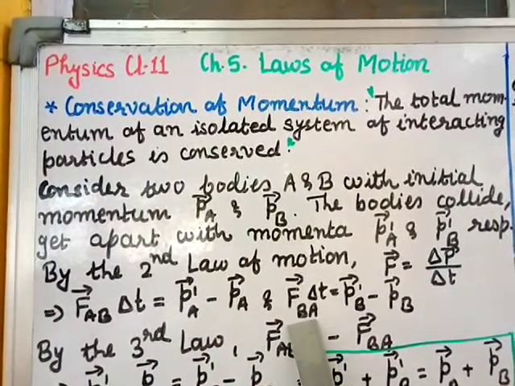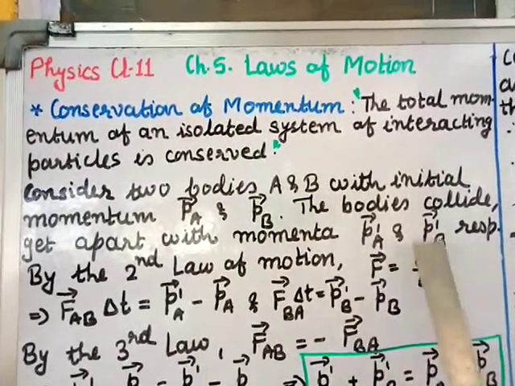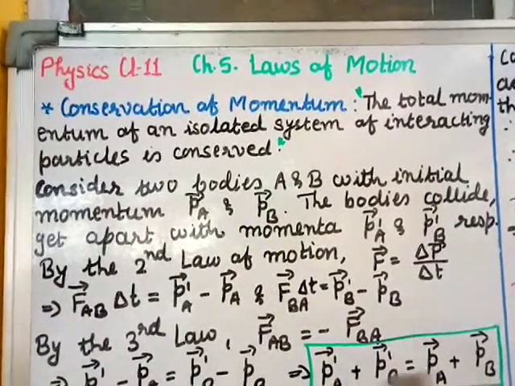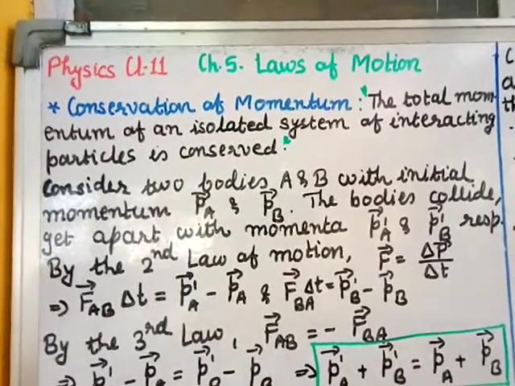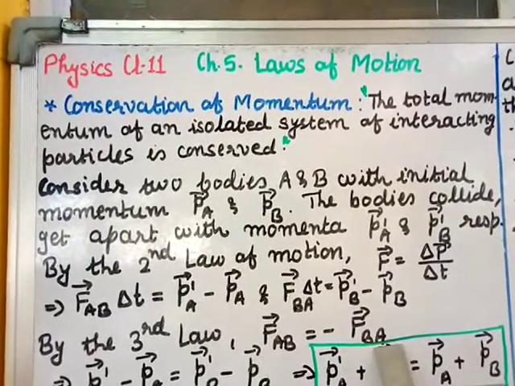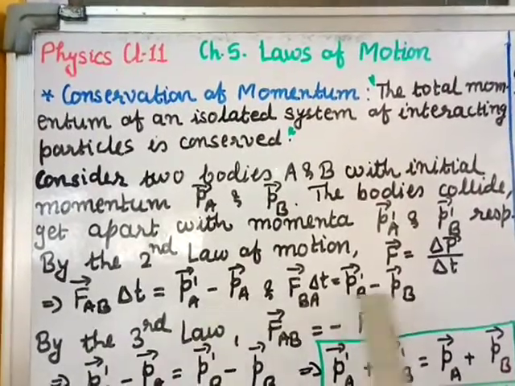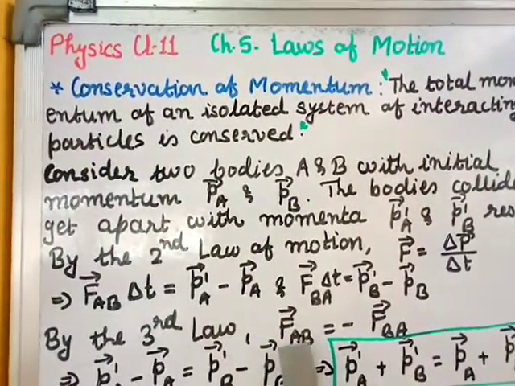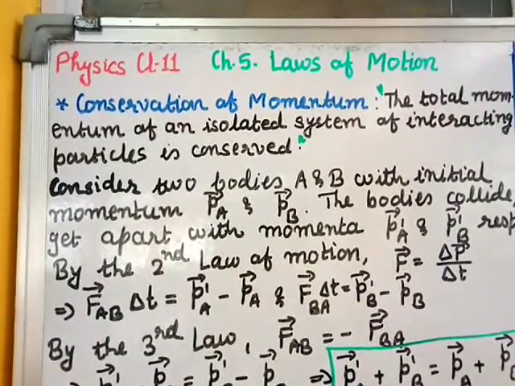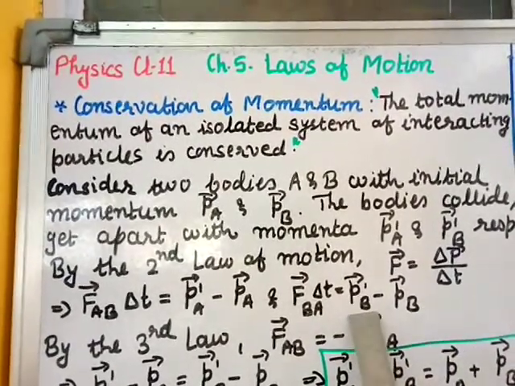Similarly, FBA delta T equals the change for particle B. The final momentum of particle B is P dash B minus the initial momentum PB. Now by the third law of motion, these two forces are equal and opposite, so FAB is equal to minus FBA. If I write delta T, it will cancel on both sides, so I write directly the forces: FAB is P dash A minus PA, and minus FBA is P dash B minus PB.